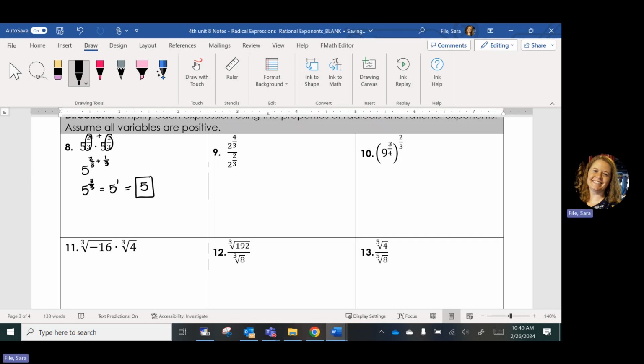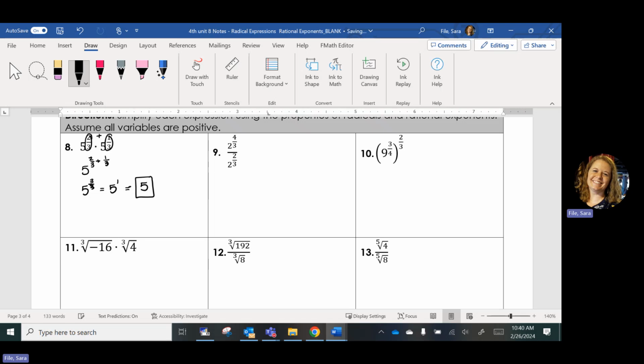When you're adding fractions, remember you have to have a common denominator. So adding or subtracting fractions, you do have to remember how to do that. You need a common denominator, which these already have, the common denominator of 3. So once you have a common denominator, you're just adding or subtracting the numerators. Okay.